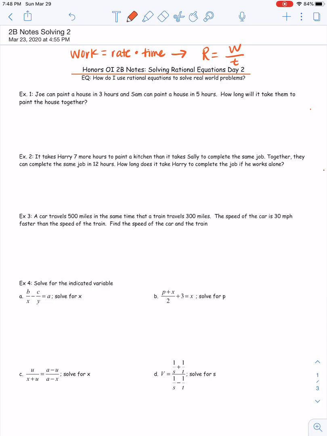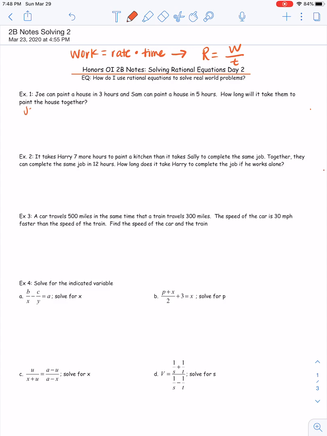So it says Joe can paint a house in 3 hours and Sam can paint a house in 5 hours. How long will it take them to paint the house together? Well, the first thing I'm going to do is write out those rates, one for Joe, one for Sam.